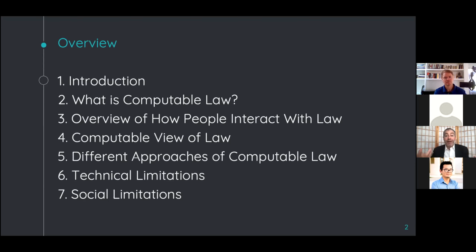Are there reasons to be optimistic about computable law? And what are some reasons maybe to be pessimistic or cautious about computable law? So let's talk a little bit about that.